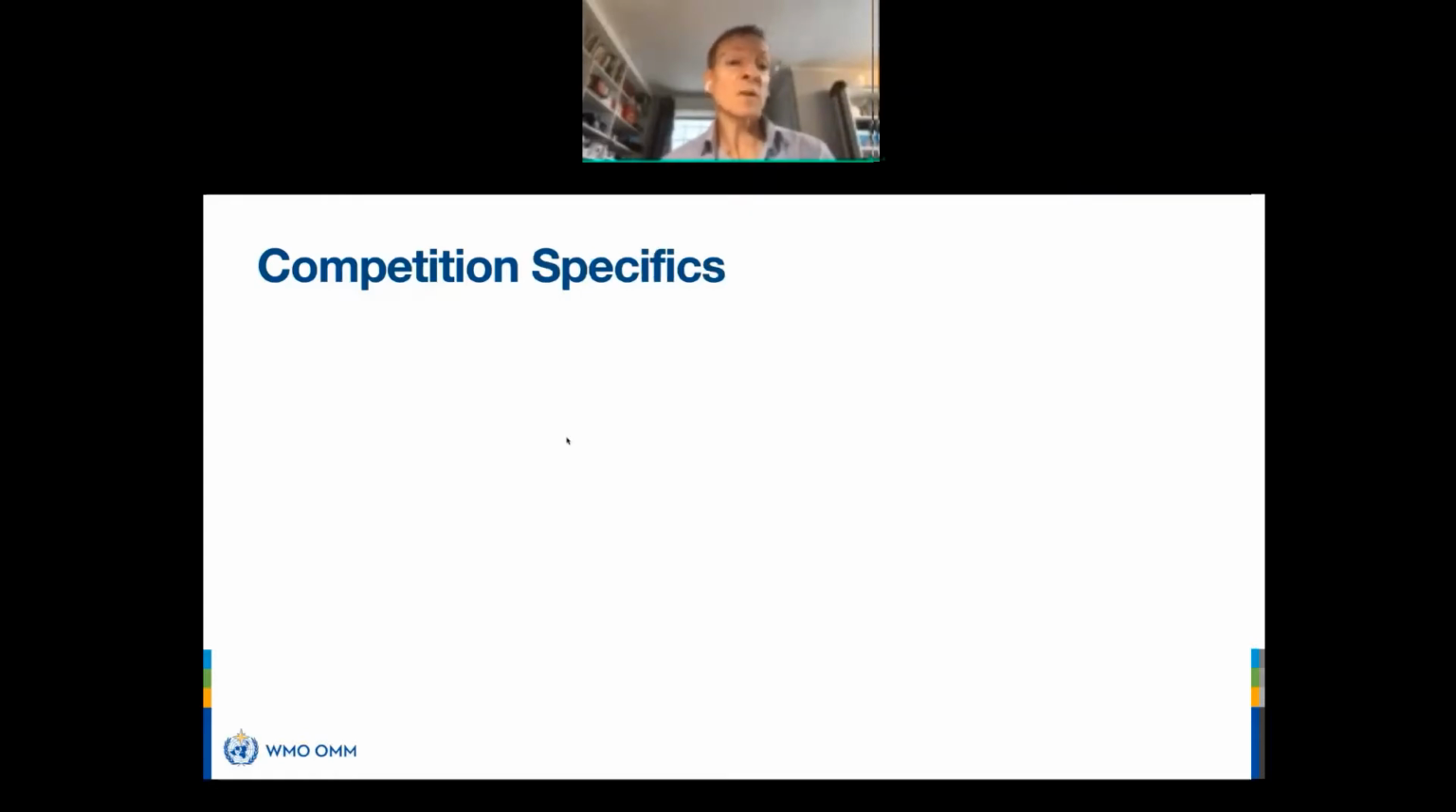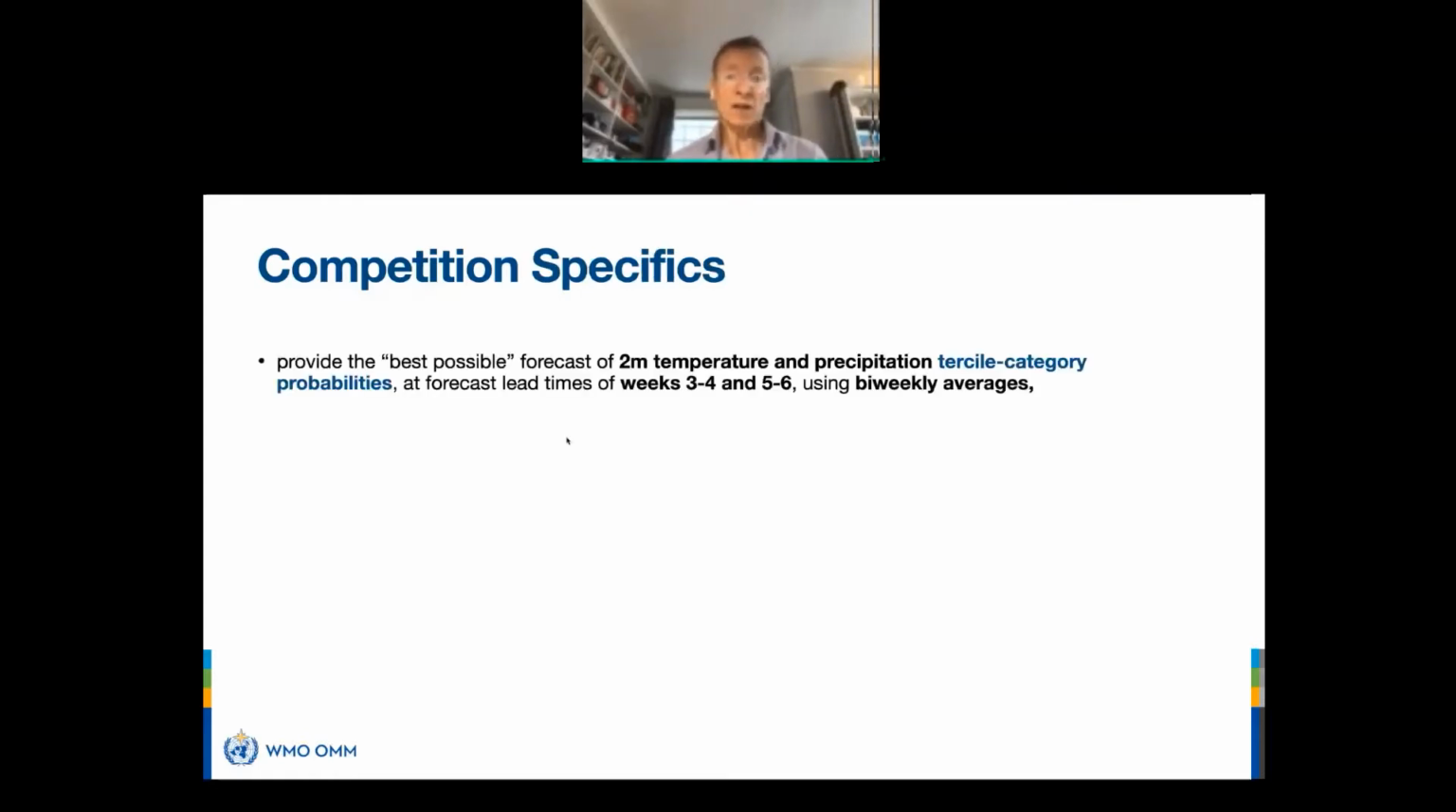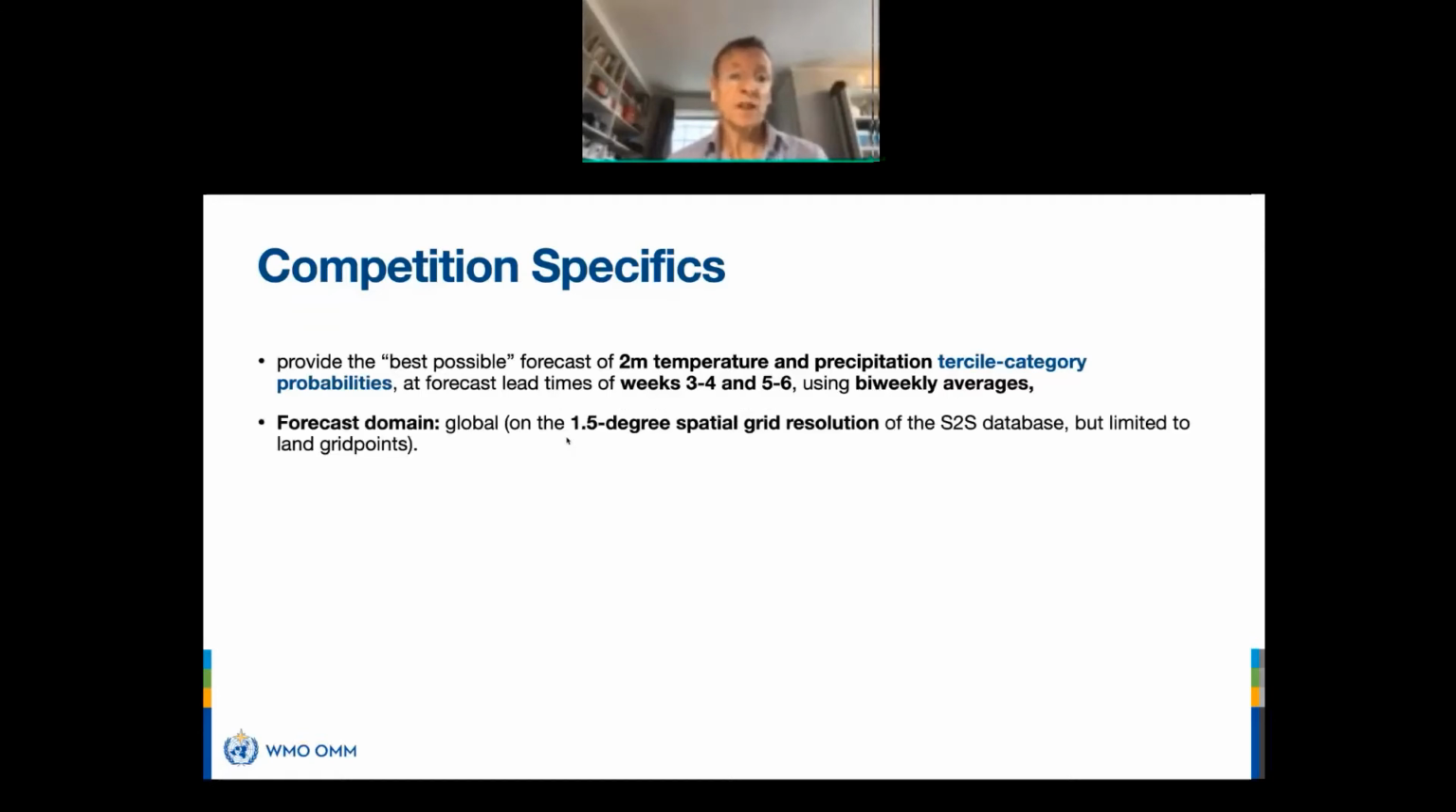Some of the specifics: our targets are going to be 2-meter temperature and precipitation, probabilistic in terms of tercile category probabilities, and the lead times are going to be weeks 3 and 4 and weeks 5 and 6, in terms of biweekly averages of the temperature and precipitation. In terms of the domain, that will be global, but limited to land points and at the spatial resolution of the S2S database, so that's 1.5 degrees.